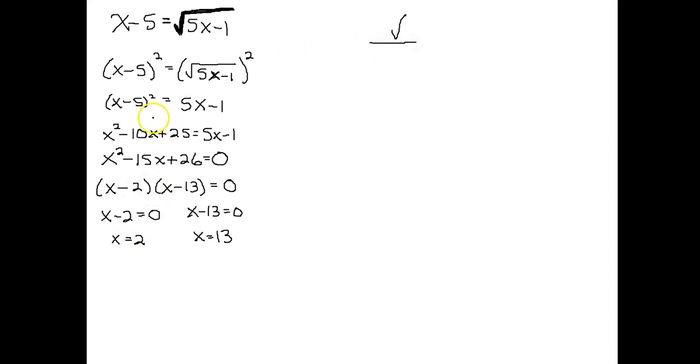2 and 13 are definitely solutions to (x minus 5) squared equals 5x minus 1. We got to go back and check to see which ones are solutions to x minus 5 equals square root of 5x minus 1. All right, so we got to check 2 first. Plug into the original equation with the square root sign in it. You have to use the original because that's what you're testing, to make sure you don't have any extraneous solution. Oh boy, I already see that I'm having an extraneous solution here.